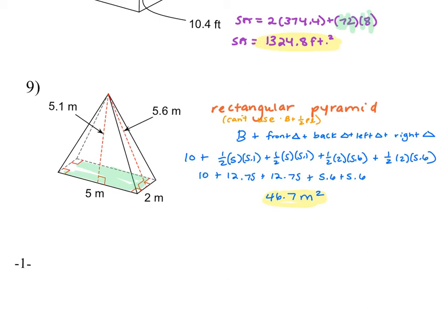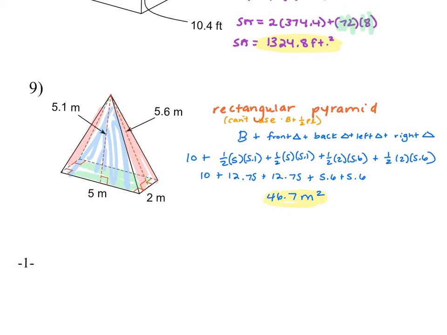But then we need to find this triangle over here, which is the same as this one over here. And then we need to do the front and the back. So we actually have to do them separately. But always remember the front and the back will be congruent, and so will the left and the right. And then you're just going to add them all up, and you're going to get 46.7 meters squared. So the rectangular pyramids are definitely more work.